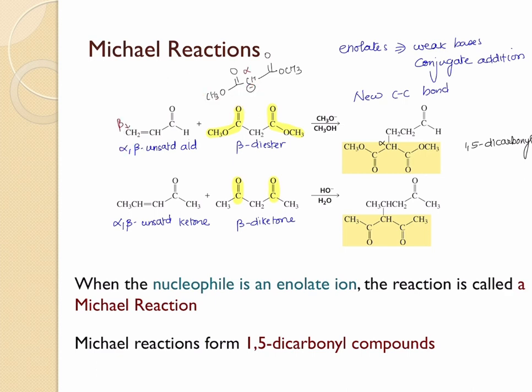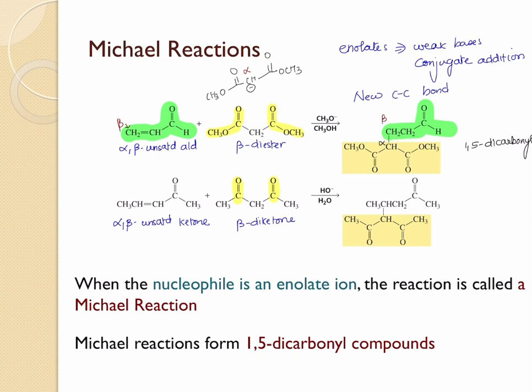And you can see that this part right here is carried from the enolate ion, right? And this one right here is the alpha beta unsaturated carbonyl compound, and here is the beta carbon. This is the beta carbon of the alpha beta unsaturated carbonyl compound, and this one right here is the alpha carbon of the dicarbonyl compound, and there is a new bond that is formed between these two atoms.